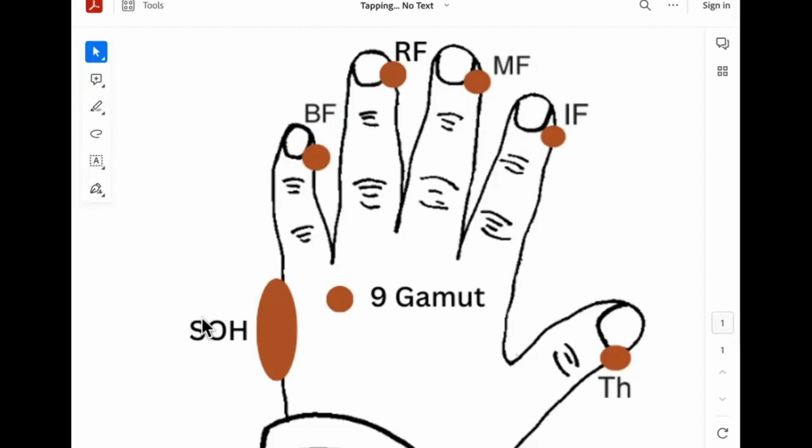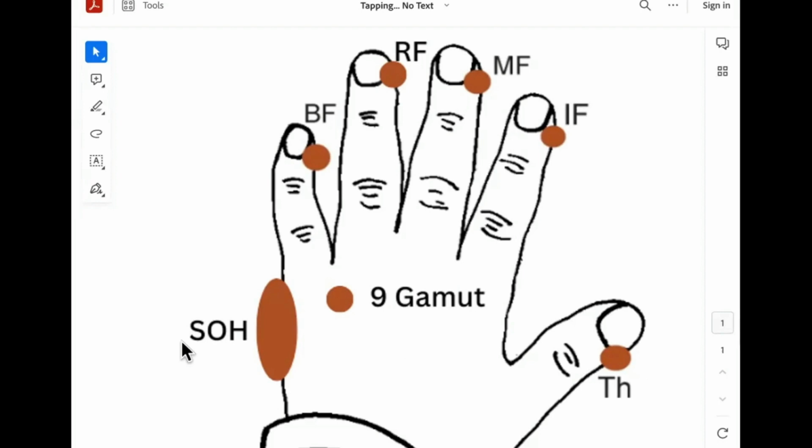The side of the hand point is also known as the karate chop point. And that's because if you were to kind of karate chop down on something, it's that fleshy part of the side of the hand that we're tapping on. And we basically just take the other hand and use the fingers of the other hand to tap on that side of the hand.